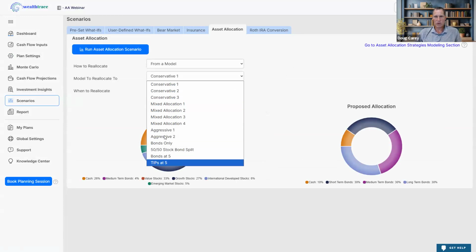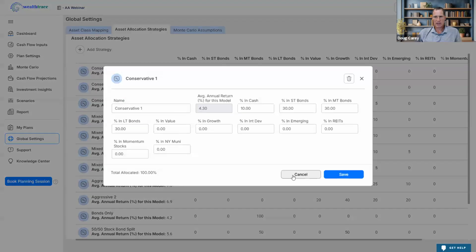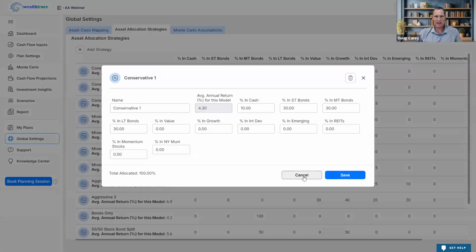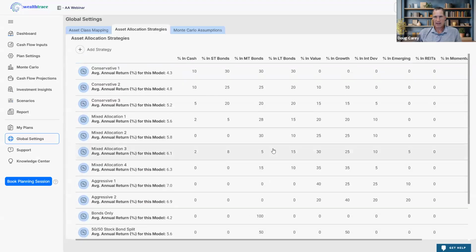And these models, by the way, you can edit these. Let me go back, actually. Global settings, asset allocation strategies. Here are all the models that we were just looking at. Again, you can edit these. You change the breakdown in terms of the asset classes for the model. You can change the names. You can add your own models and run as many of these scenarios as you want.